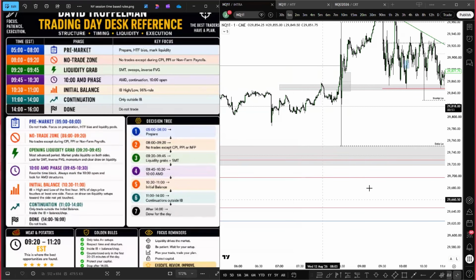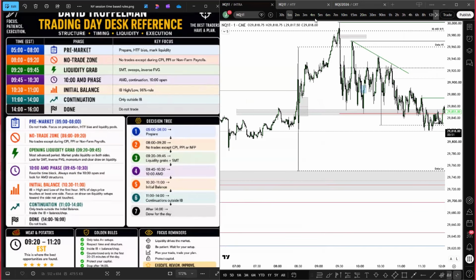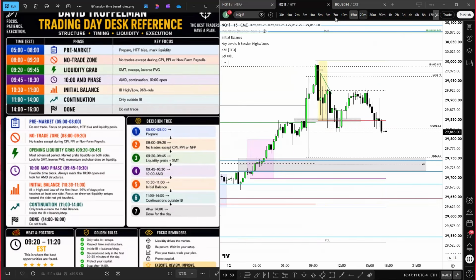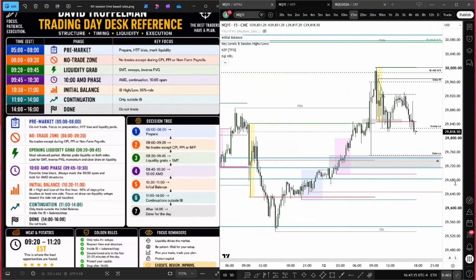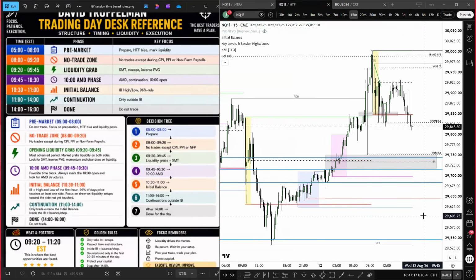Now 10:30 comes along, and the initial balance gets created. Why is the initial balance important? Once the initial balance is created at 10:30, typically we're still going to be within the high or low of the initial balance, because it's going to mark out the high and the low. Sometimes we'll be right near a high or low. Sometimes we'll be way off of it.